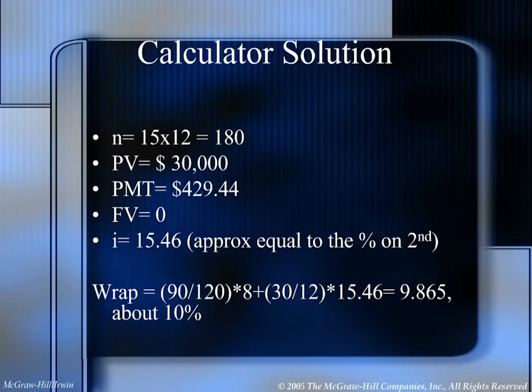And we can also see what's the return. How did they come up with that 10% return on the wraparound? You'll see the 90 divided by the 120 times the 8%, which is the return that you would have on the original loan, and then the 30 divided by 120 times the 15.46 that we just calculated above, which gives us 9.865, or about 10%, which is what they said originally the wraparound loan would be.